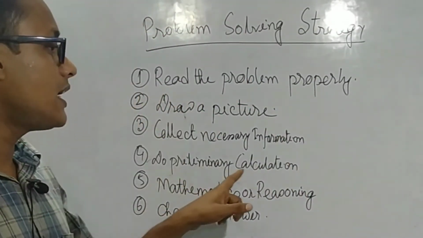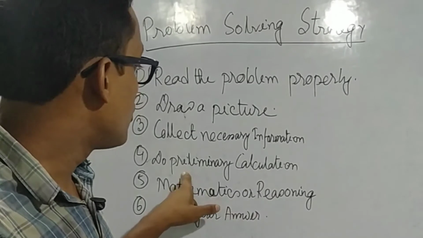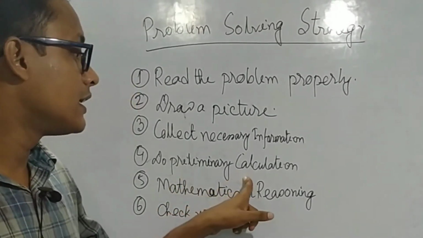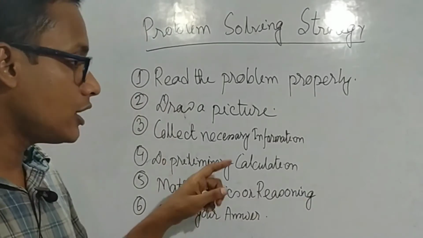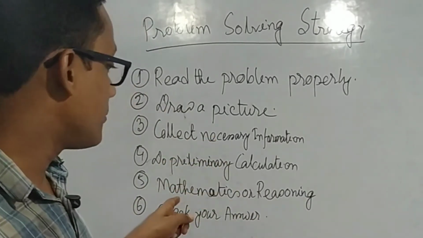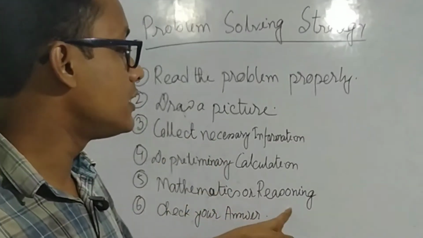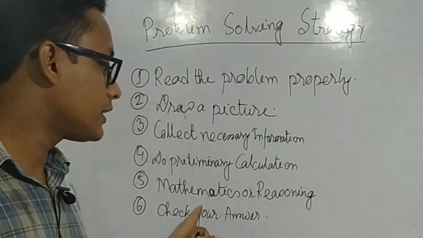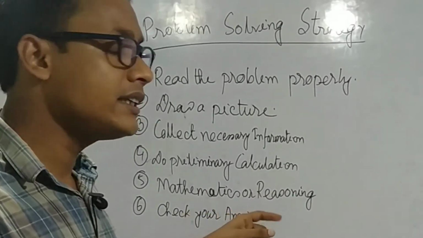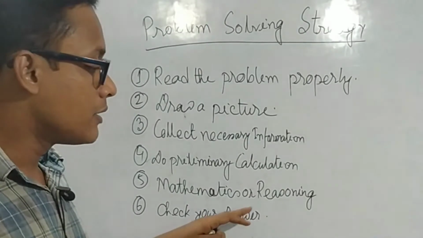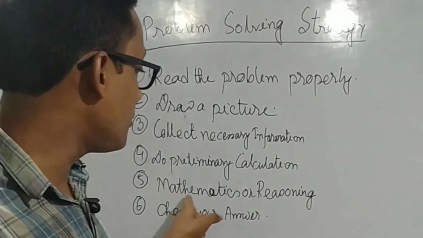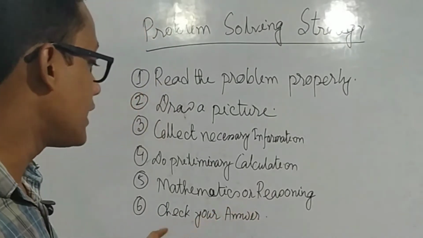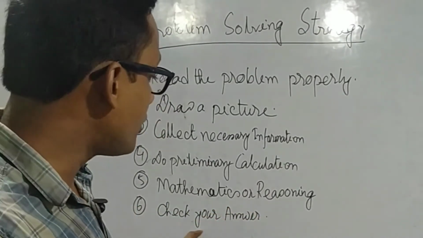Then do preliminary calculations. First, we have to calculate preliminary, that is the easy calculation that we will show in our example. Then mathematics or reasoning. Sometimes we may not use mathematics in all our problems. Reasoning can help us to solve some easy questions. So we have to use mathematics or reasoning in this case.